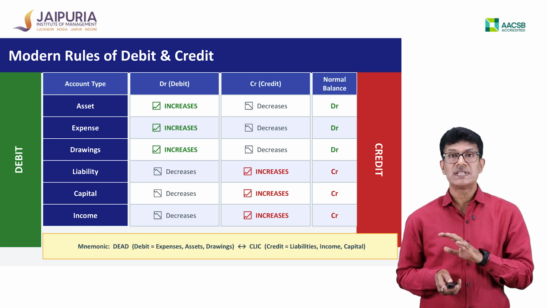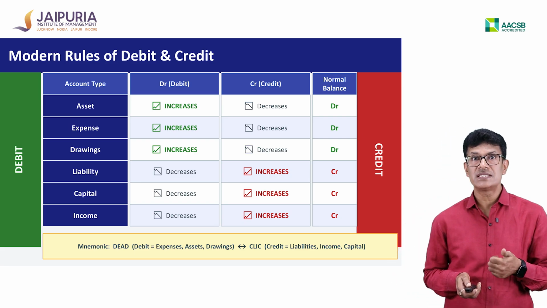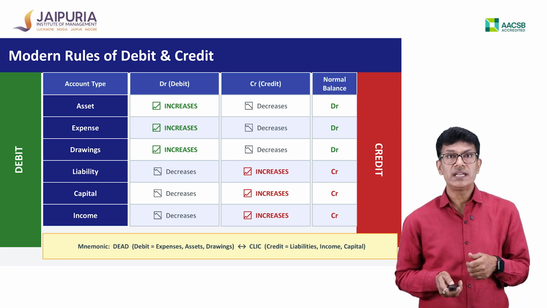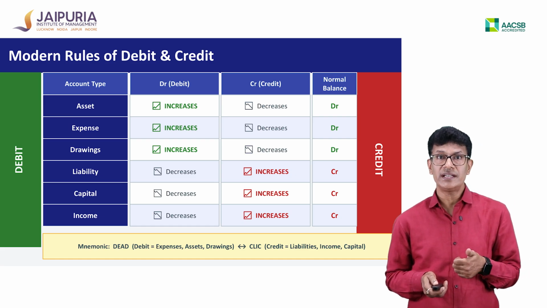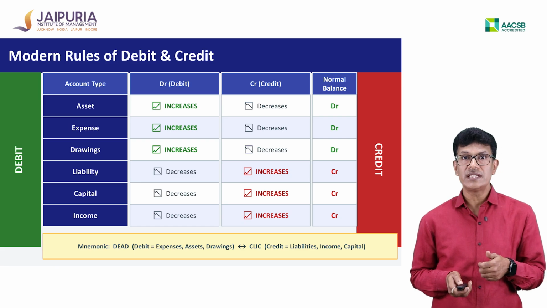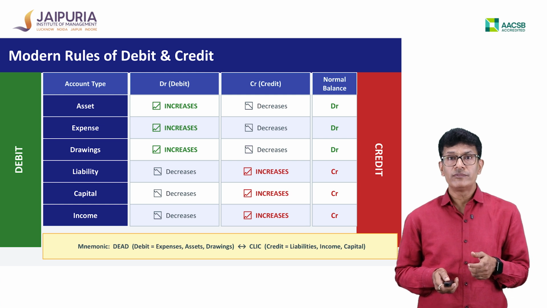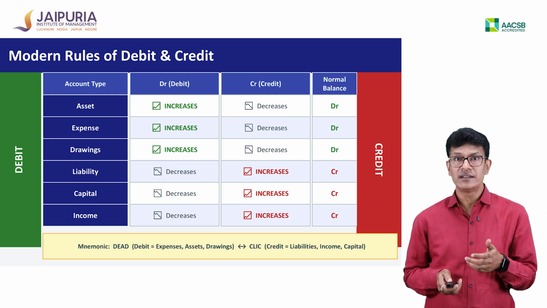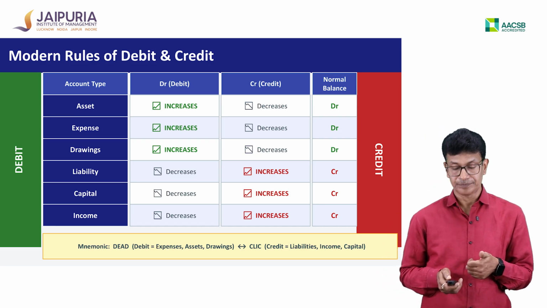In a nutshell, we must understand: when asset increases, debit; when it decreases, credit. When expense increases, debit; when it decreases, credit. When drawings increase, debit; when they decrease, credit. When liability decreases, debit; when it increases, credit. When capital decreases, debit; when it increases, credit. When income decreases, debit; when income increases, credit. So we can remember this as: credit the liabilities, income and capital, and debit the expenses, assets and drawings. That is the base of journal entries and understanding business transactions and their impact on the health of the business.